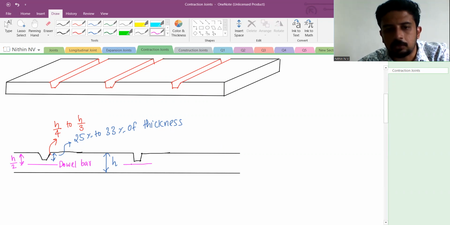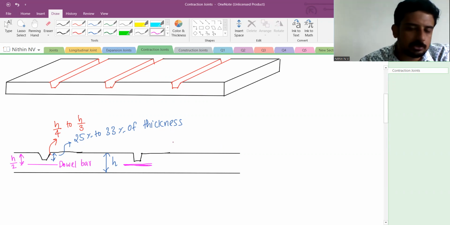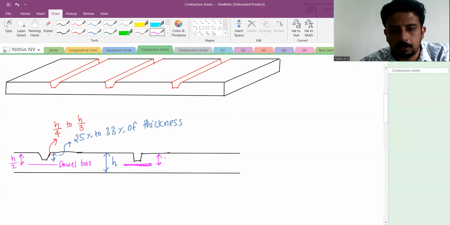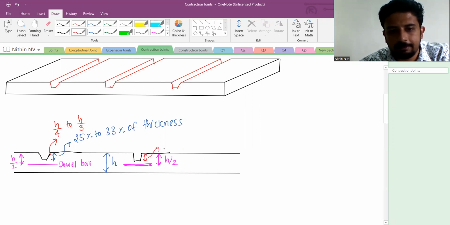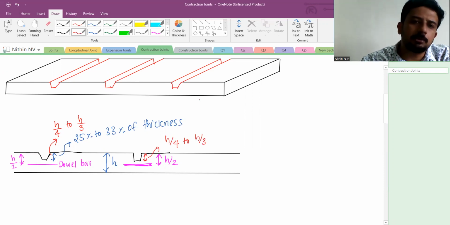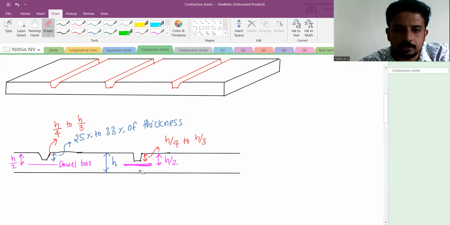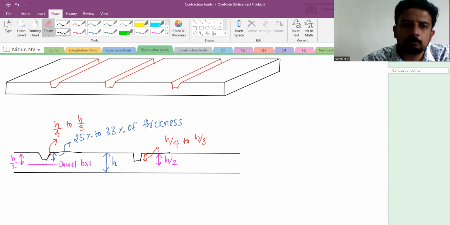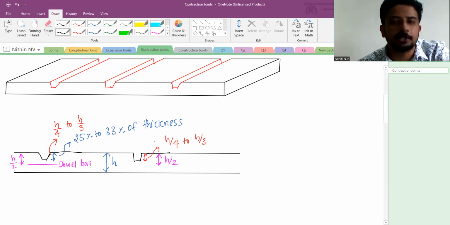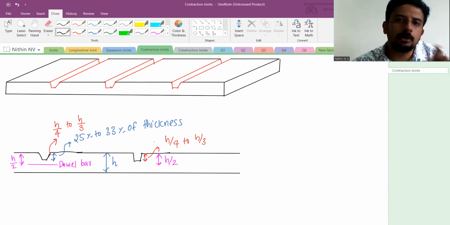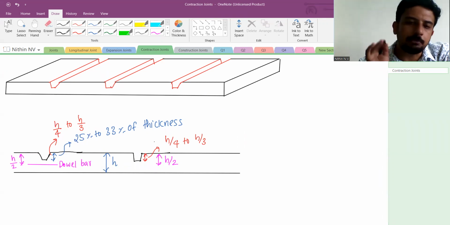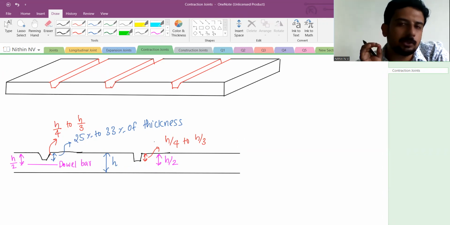There are some equations to calculate the spacing between these contraction joints. So this dowel bar will be kept at h by 2, and this groove depth will be h by 4 everywhere. Everywhere it is the same. That's it. Now, suppose I'm not giving this dowel bar, what will happen? This is actually not for load transferring. Below the expansion joint, we provided the dowel bar for load transferring, right? Here it is not for load transferring. Then for what? Suppose you are not giving that dowel bar, what is actually happening?